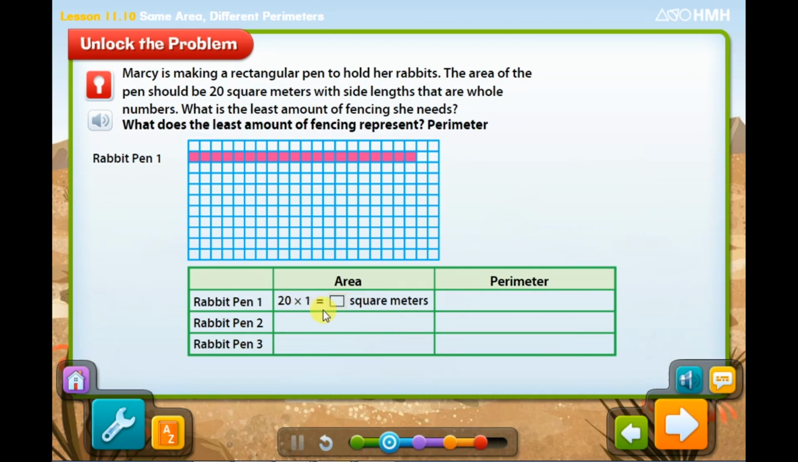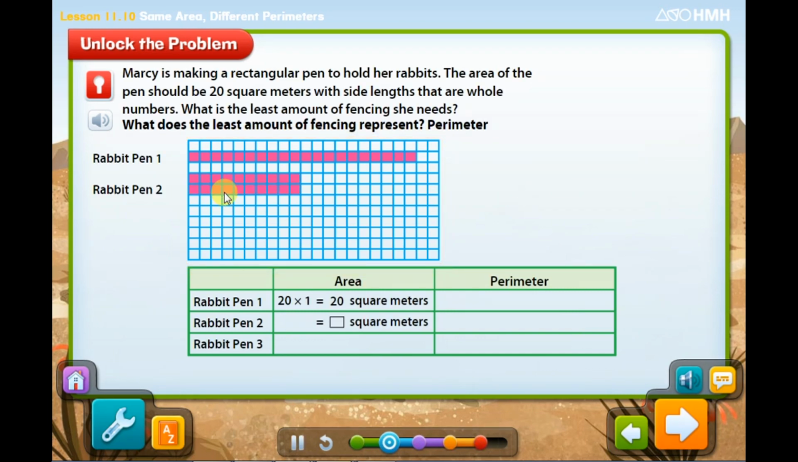Of course, it's 20 because 1 is like the mirror. If you look to the mirror, you see yourself. So it's 20. Rabbit pen 1 has a length of 20 meters and a width of 1 meter. So its area is 20 square meters. Next, arrange 20 tiles in 2 rows to form a rectangle. Okay, let's make 2 rows. So ask yourself, 2 times what will give you 20? Right, it's 2 times 10. So we will make 2 rows of 10 tiles in each row.